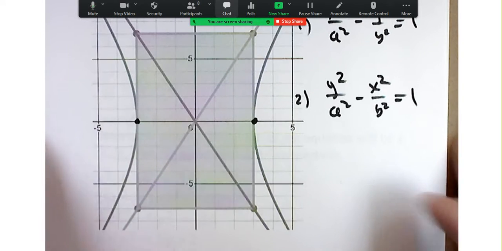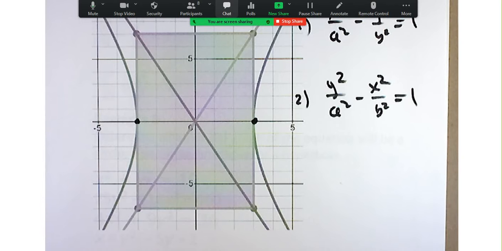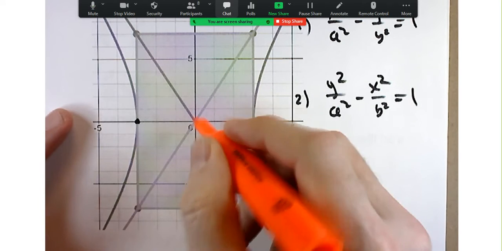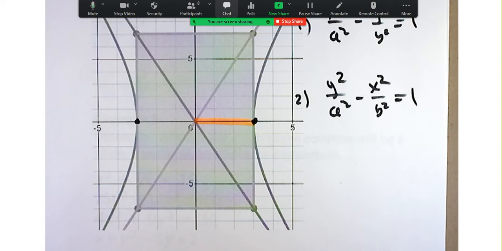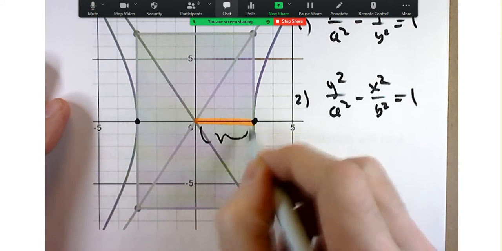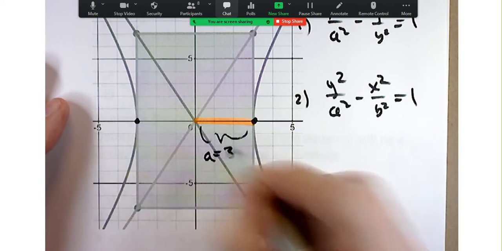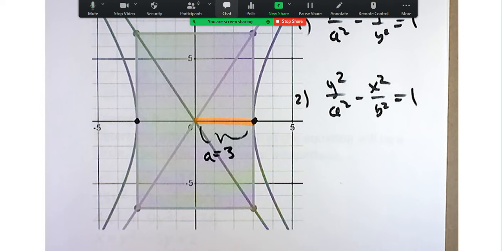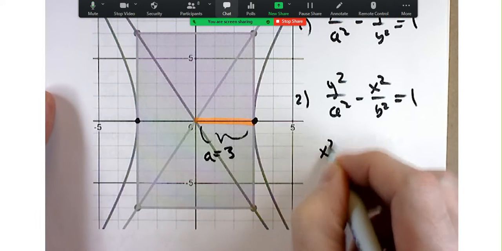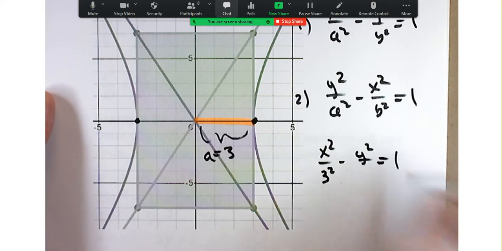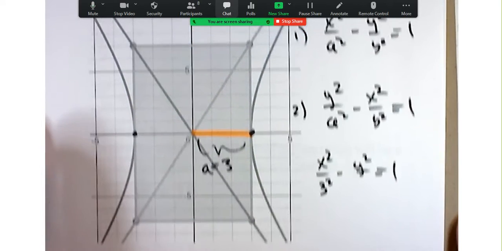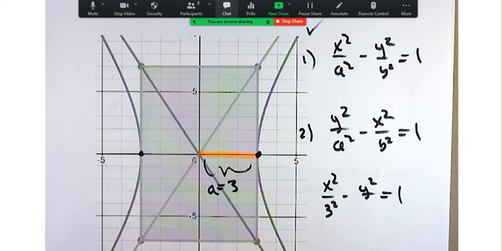Let's see if there's something else we can determine. I think we can determine it this way. This distance from the center to your vertex, that's telling you what a equals. So a equals 3. All right, well, that's pretty much half our battle there. x squared over 3 squared minus y squared over b squared. Well, b is going to be a little bit different. You can determine it from this graph.